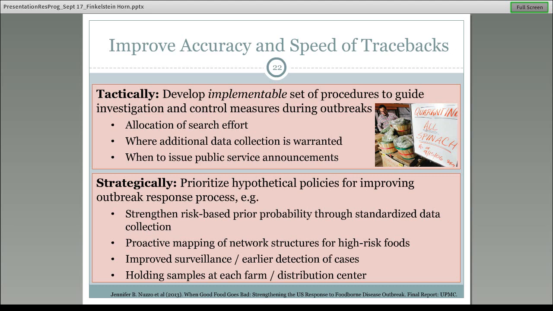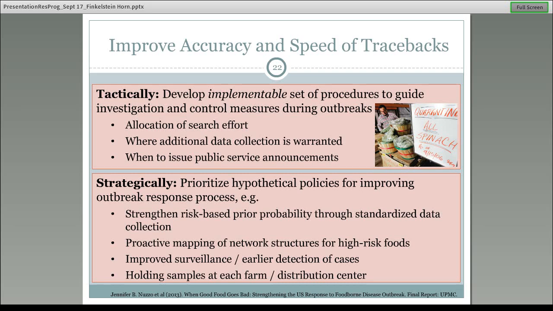Improve surveillance and earlier detection of cases through use of more, perhaps, digital disease detection methods. And other more creative approaches, for example, holding samples at a farm and distribution center so that we can test them once an outbreak has occurred. There are many possible policies, and we'll be investigating them through the course of this project.